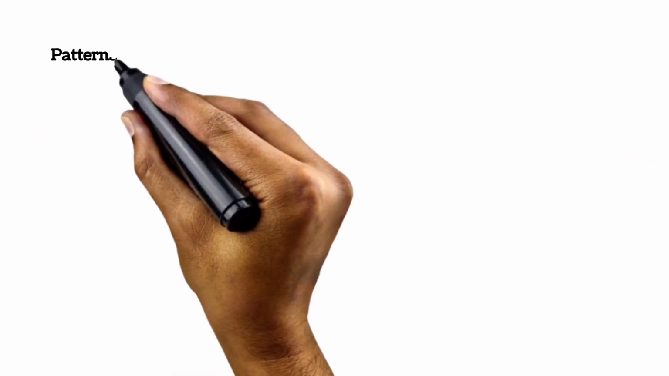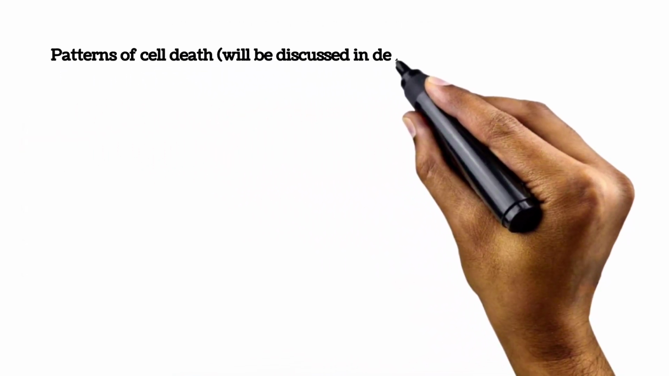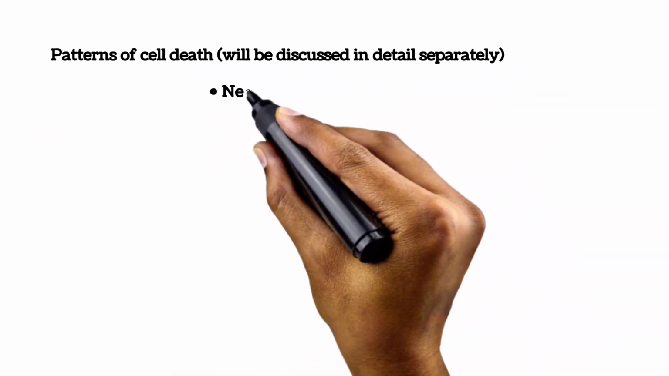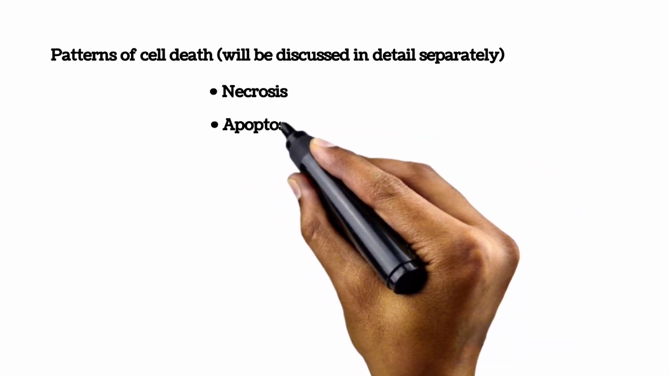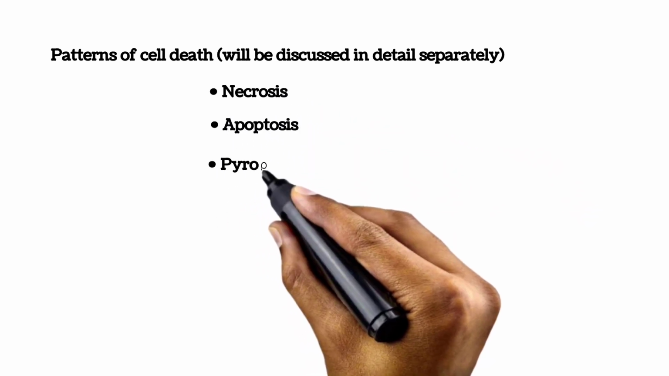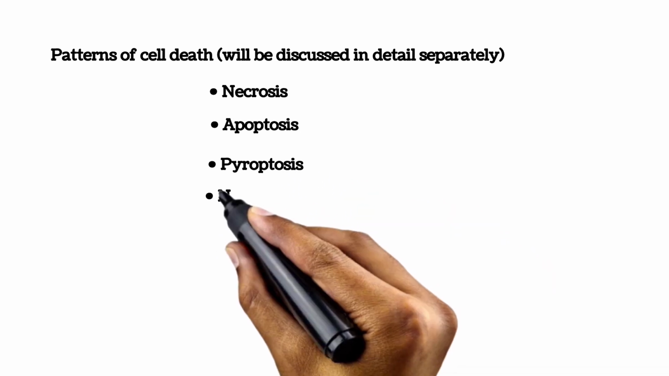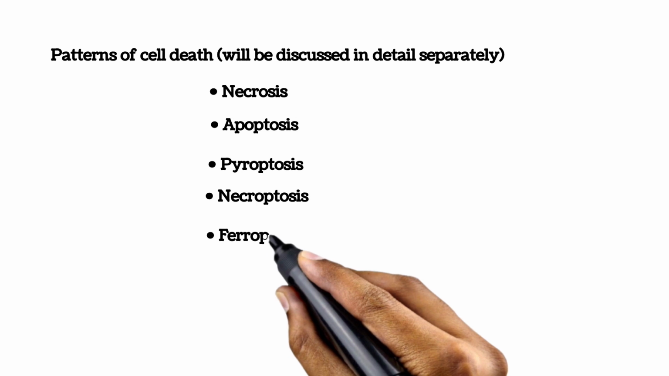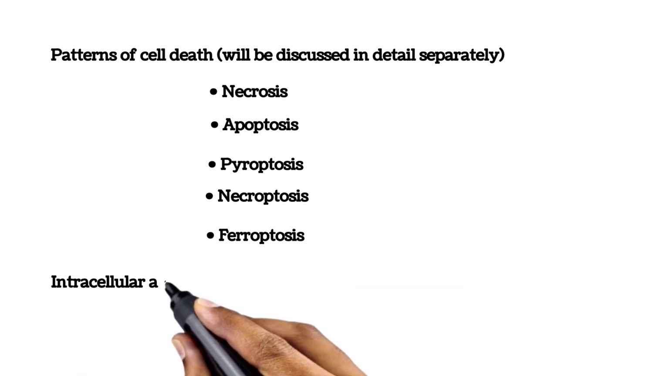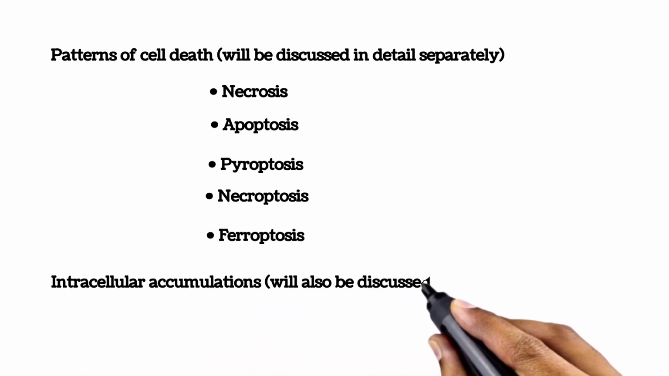Now let's see the different patterns of cell death. First is necrosis, then there is apoptosis, then there is pyroptosis, necroptosis, and ferroptosis. We will learn everything in detail in a separate video, and we will also learn about intracellular accumulations, the various types, and their definitions separately in another video.